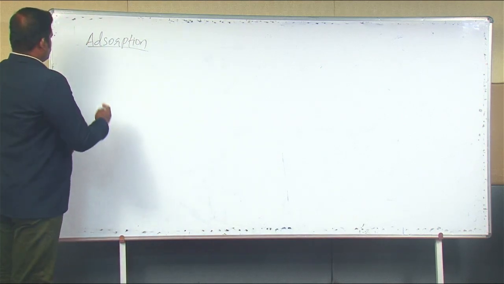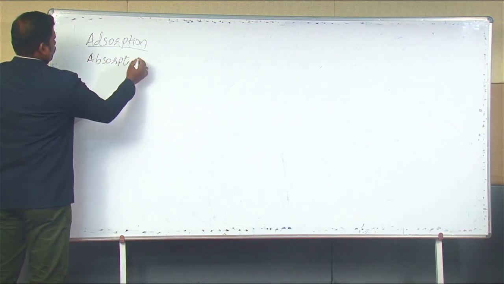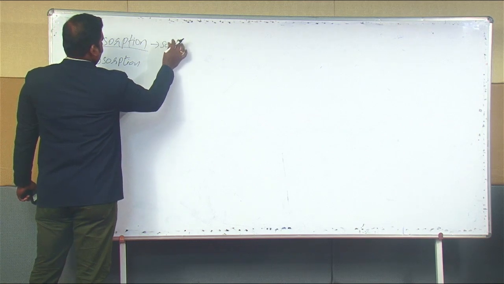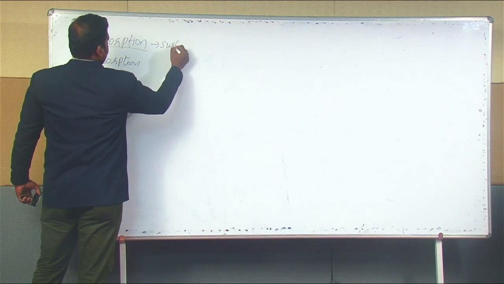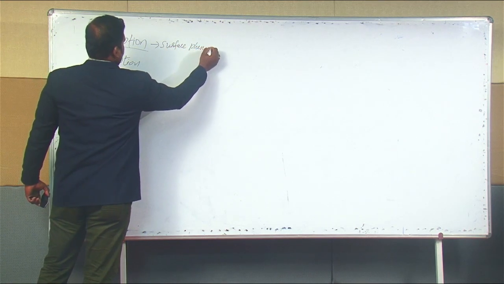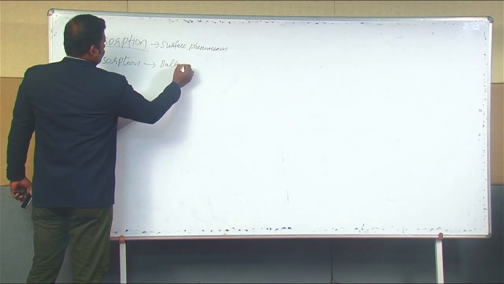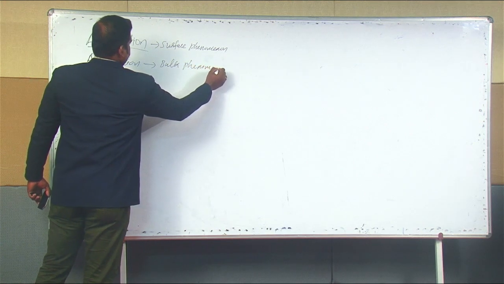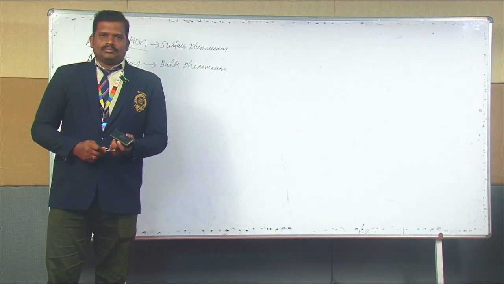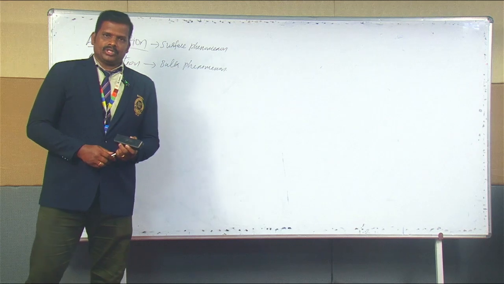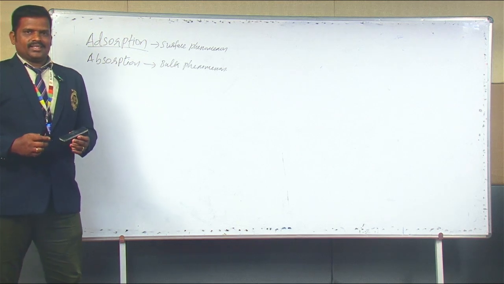Then what is absorption? A-B. Absorption. Adsorption is the surface phenomenon, and absorption is called a bulk phenomenon. Absorption is a process in which the substance is uniformly distributed throughout the body of the solid or liquid. That's called absorption. Let us see an example.